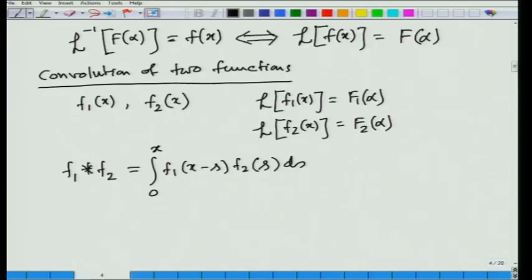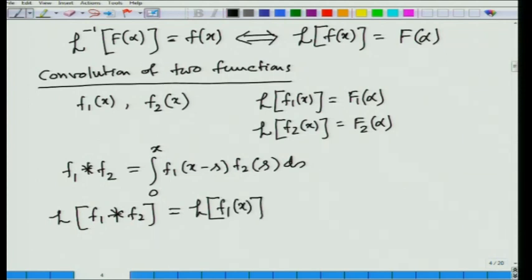Now, the interesting point is that if we consider the Laplace transform of the convolution of these two functions, f1 star f2, then it will give us the product of the Laplace transforms, L of f1(x) multiplied by L of f2(x).